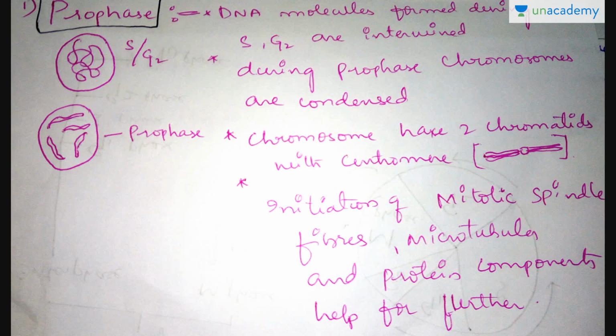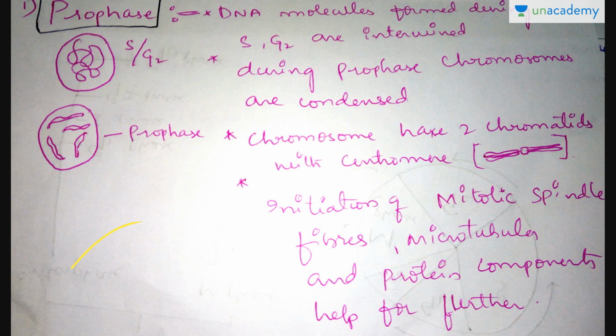In the prophase, the DNA molecules which are formed during S and G2 phase are intertwined initially. So what happens is, during the initiation of this phase, these chromosomes get condensed. Suppose the chromosomes or DNA present in the S and G2 are in this way, they become condensed in this phase. So the chromosomes start developing and they have two chromatids with a centromere.